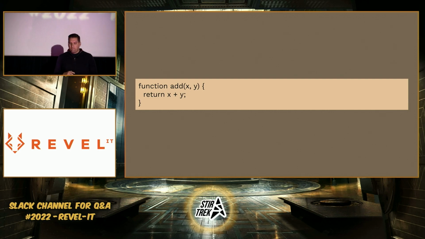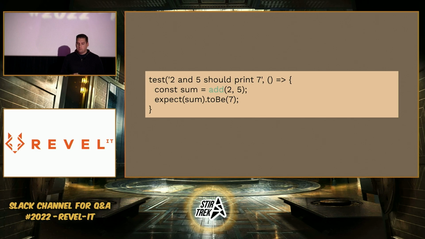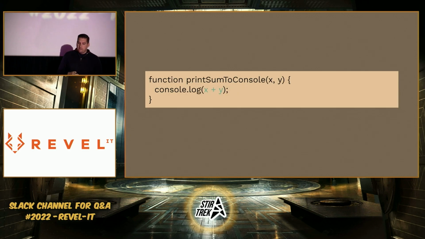What if we wanted to test this function? Super easy, right? Two lines. That's it. We pass in 2 and 5, and we check that it returns 7. That's great. But if we want our program to be useful, we need I/O. We can't just have functions that don't have any I/O. We need I/O at some point in our program.